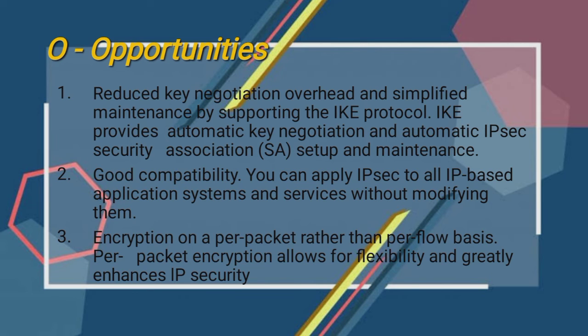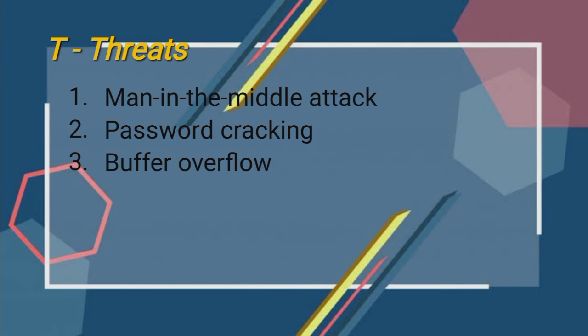Third, encryption on a per-packet rather than per-flow basis. Per-packet encryption allows for flexibility and greatly enhances IP security. Threats of Internet Protocol Security. First, man-in-the-middle attack. Second, password cracking. Third, buffer overflow. Man-in-the-middle attack.